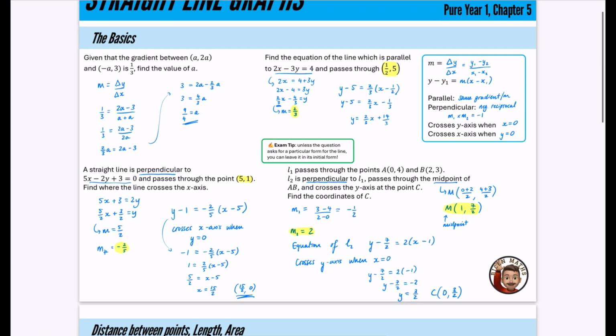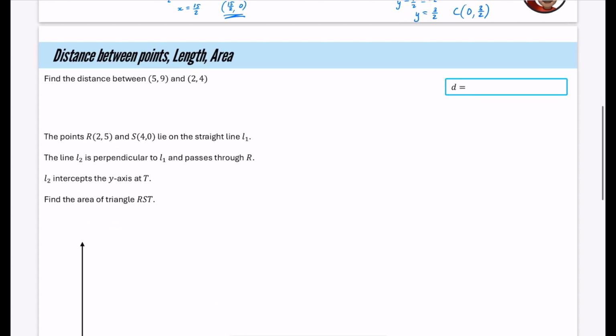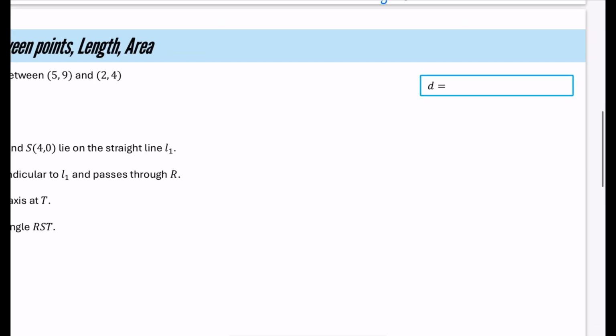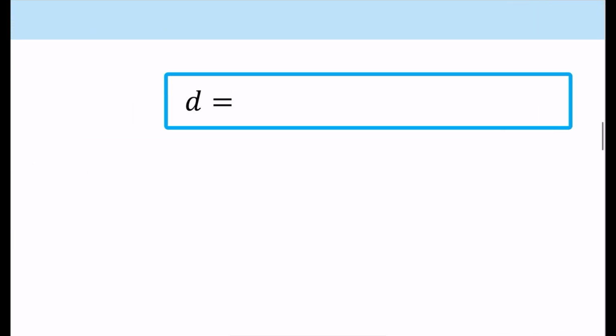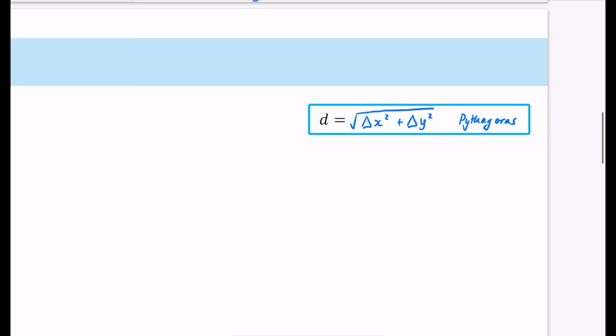So hopefully, pretty straightforward chapter so far. We're going to just now add in some extra bits to do with length, distance between points, and area. Now, to find the distance between two coordinates, I'm just going to fill in this little gap that we've got here. It's basically like Pythagoras. So with your two coordinates, you're going to take the difference between the x coordinates and square them, and the change in the y coordinates and square them. And I'm just going to note down here, it reminds us of Pythagoras because that's actually where this comes from.